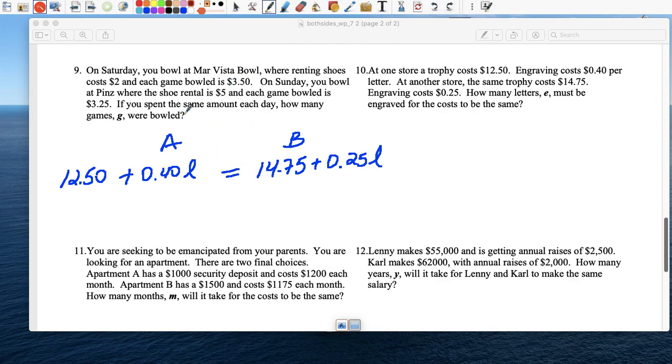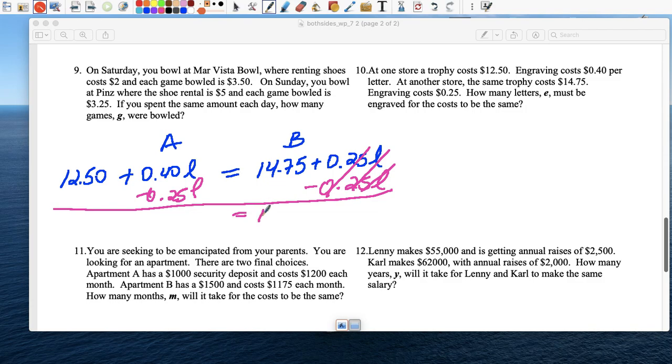Well, distributed property? No. Can I combine like terms? No, not on the left side, not on the right side. I have variables on both sides. Let's get rid of this guy because it has a lesser coefficient, so we've got to minus 0.25, minus 0.25. This goes away. We're left with 14.75. And on this side, 12.50 comes down, and 40 cents minus a quarter is positive 15 cents, 15 L.